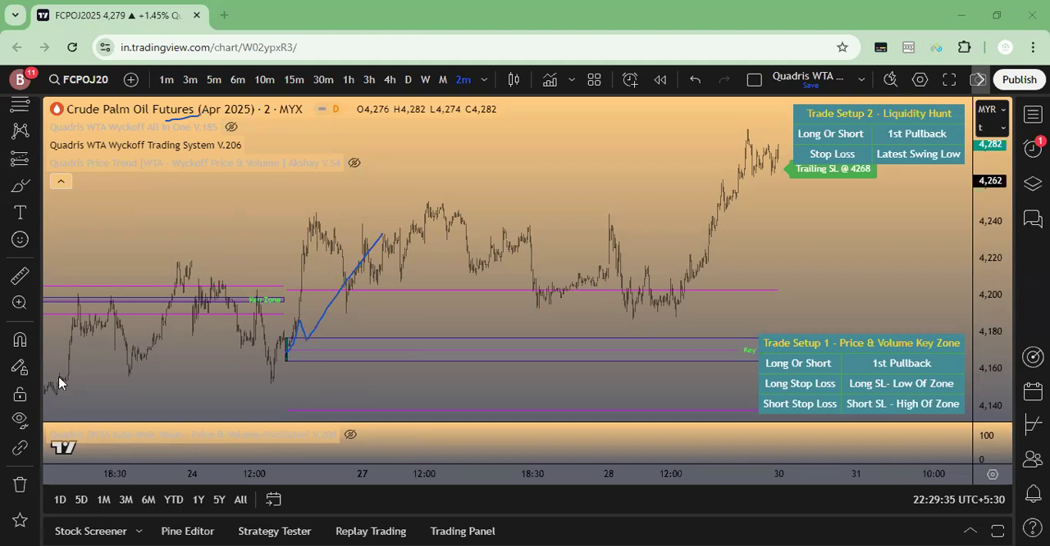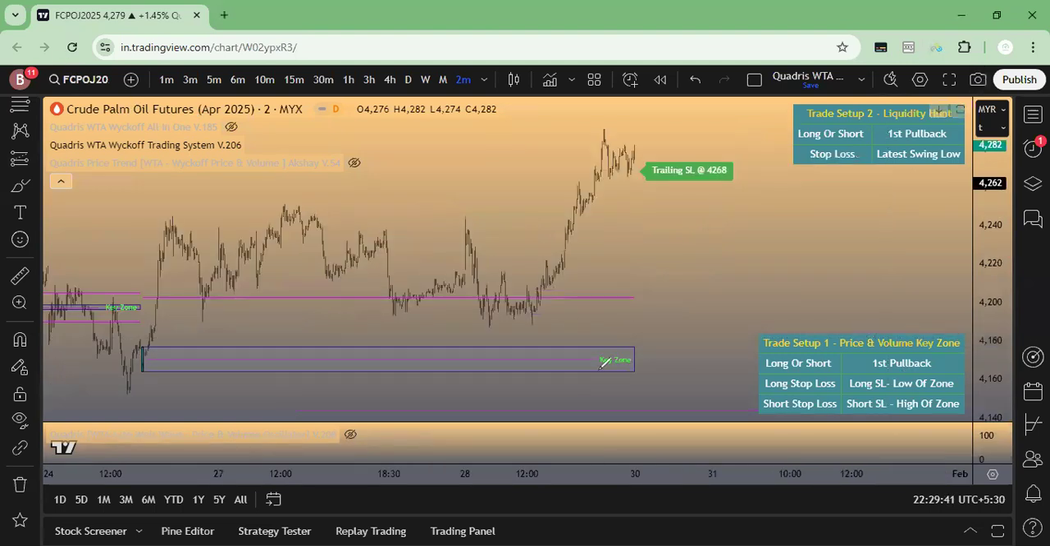So now, what is key zone? It is mentioned over here, my friends. Trade setup one, price volume key zone. Long or short opportunity, look for first pullback, long stop, short stop loss, long stop loss. It is mentioned over here. It is self-explanatory. Let's see what it has to offer.